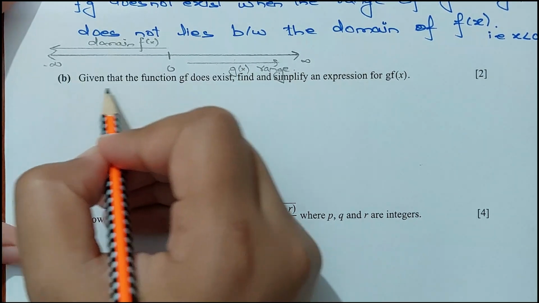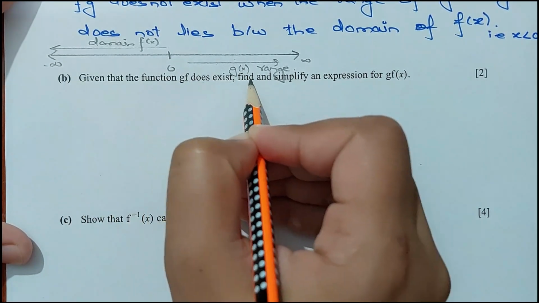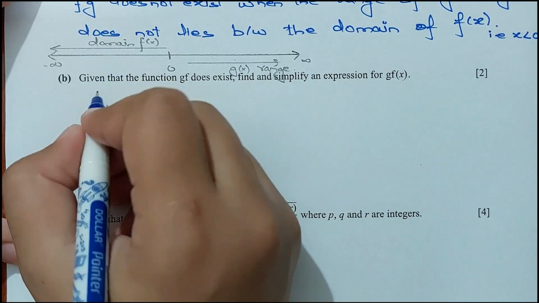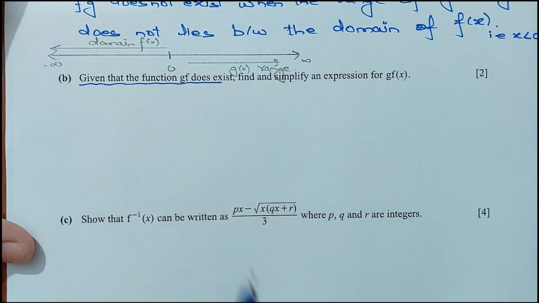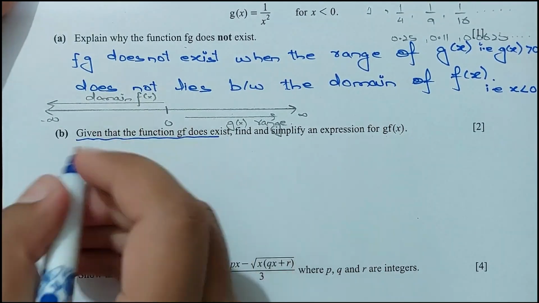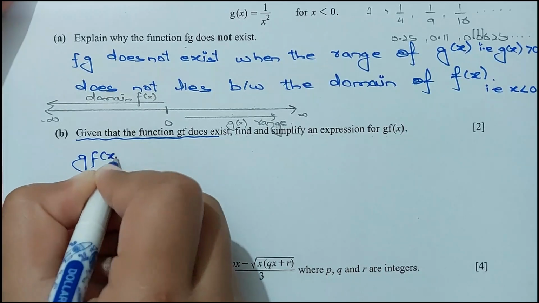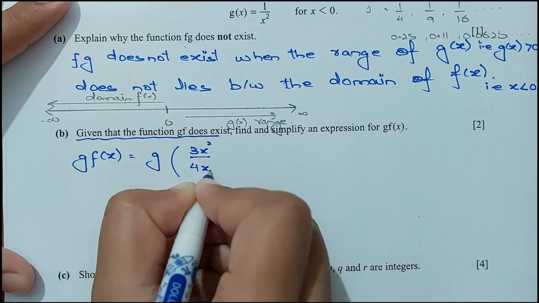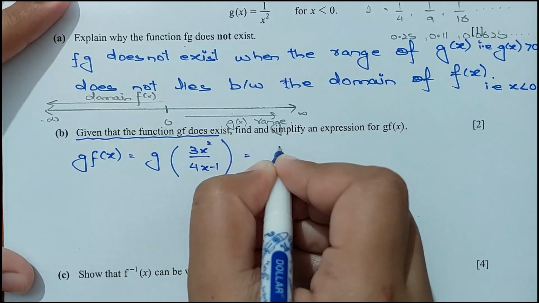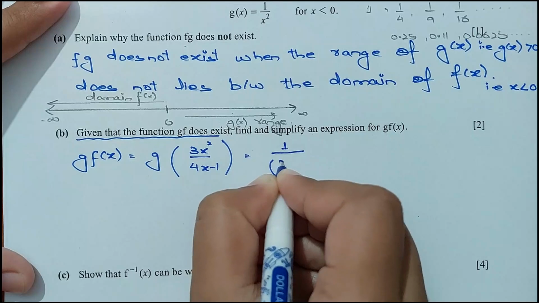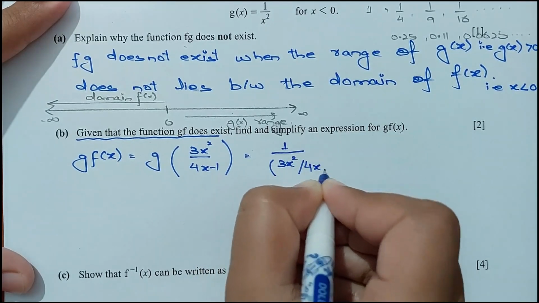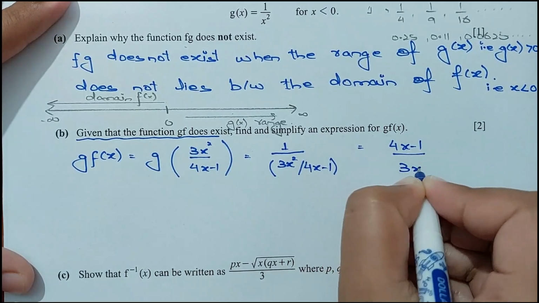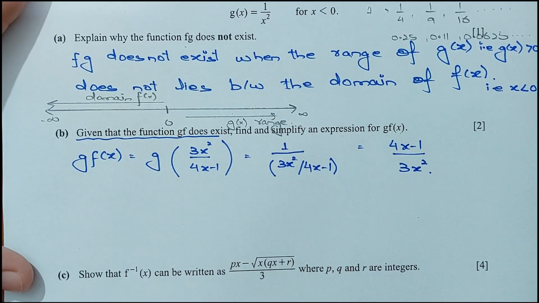Now moving to part B: given that the function g of f does exist, find and simplify an expression for g of f. We are given that it does exist, so there is no need to check the domain and ranges. Just find the expression g f of x. We have g, and f of x is 3x squared over 4x minus 1. And g of this is the reciprocal, so 1 over 3x squared over 4x minus 1. So we do the reciprocal, which is 4x minus 1 over 3x squared. So that is the expression.